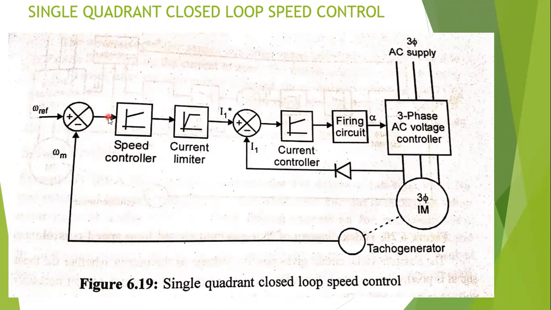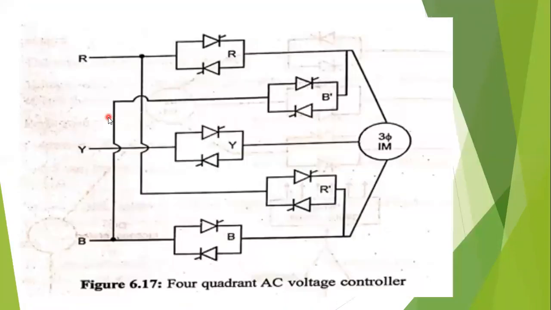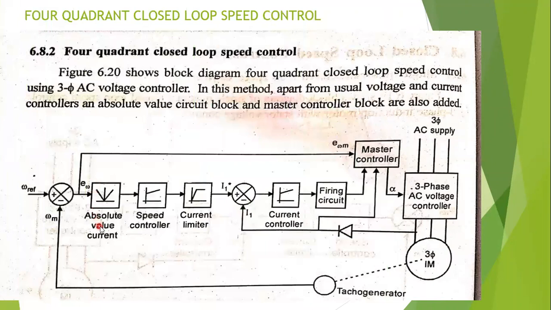And here, extra, there is another block that is called absolute value current, and also the master controller. These two blocks are extra in this four quadrant closed loop speed controller. Understood? So this is the block diagram of the closed loop speed control of a three-phase induction motor using an AC voltage controller. So this is under only AC voltage controller.